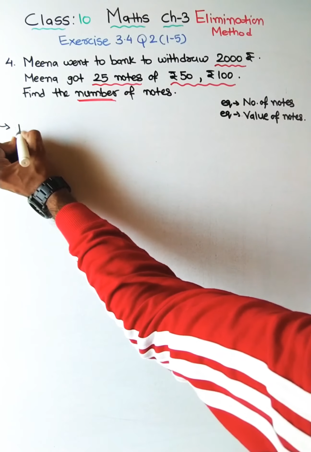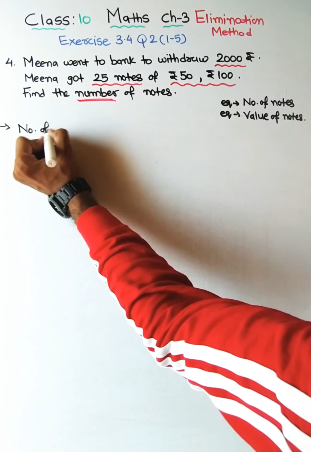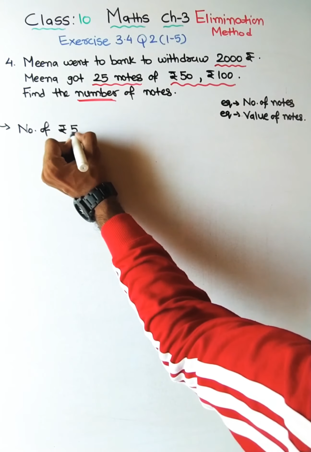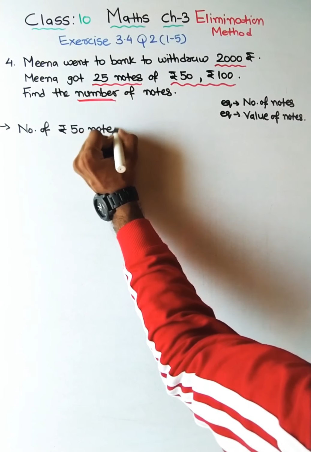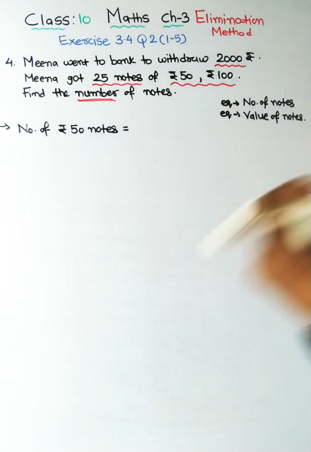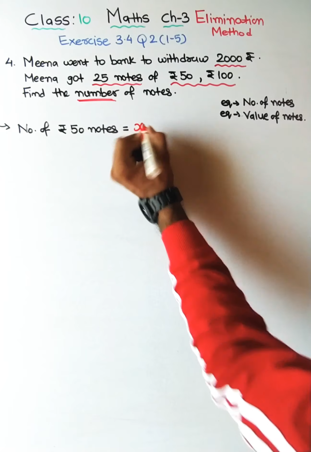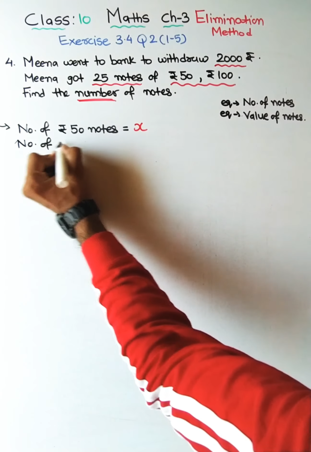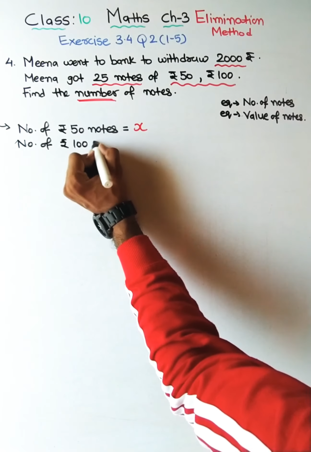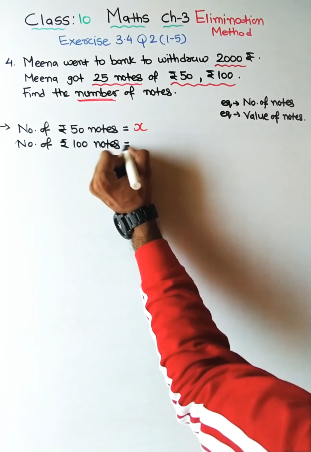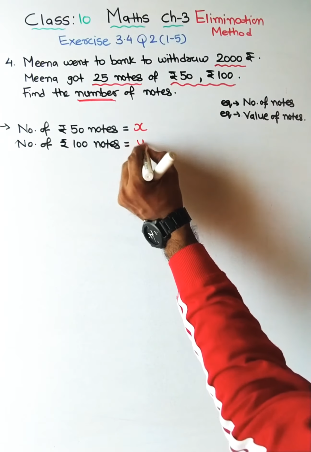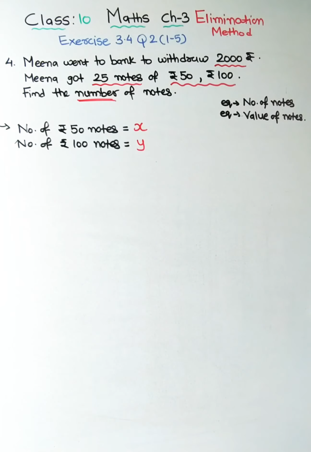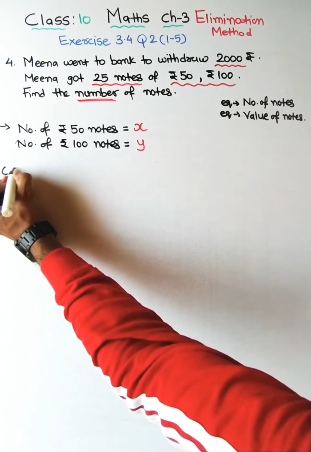So now let us assume that the number of rupees 50 notes is X, right? And let the number of rupees 100 notes be Y, right? So we are finding X and Y. Now let us start with the first case.